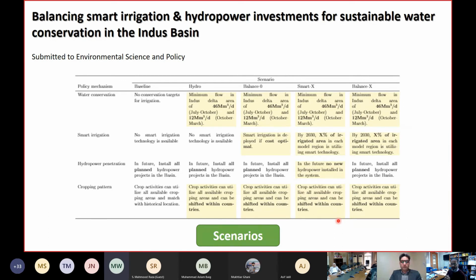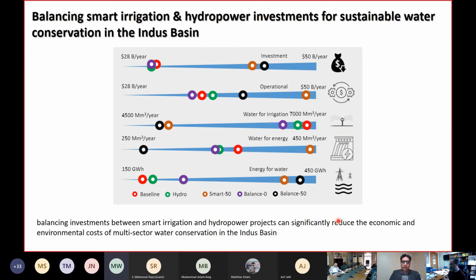And what we have done, again in work that is currently under review in Environmental Science and Policy, is generate various scenarios, for example checking out policy mechanisms related to conservation, smart irrigation, hydropower penetration, or even changing cropping patterns. So all of the things that we talked about at the very beginning, but also comparing them with investments in hydropower as well. And what we have found are optimal combinations of where we should be making those investments. So it is really about balancing those investments.